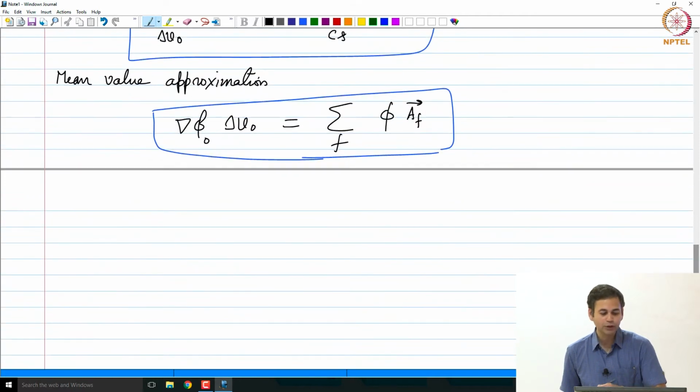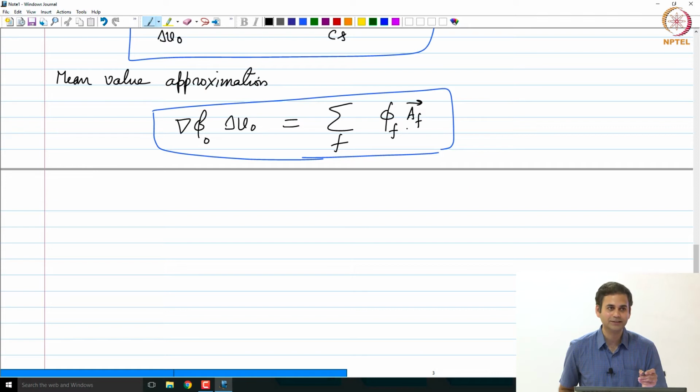Of course, we do not know phi exactly on the faces. That is one thing we do not know, because phi is only stored at where?